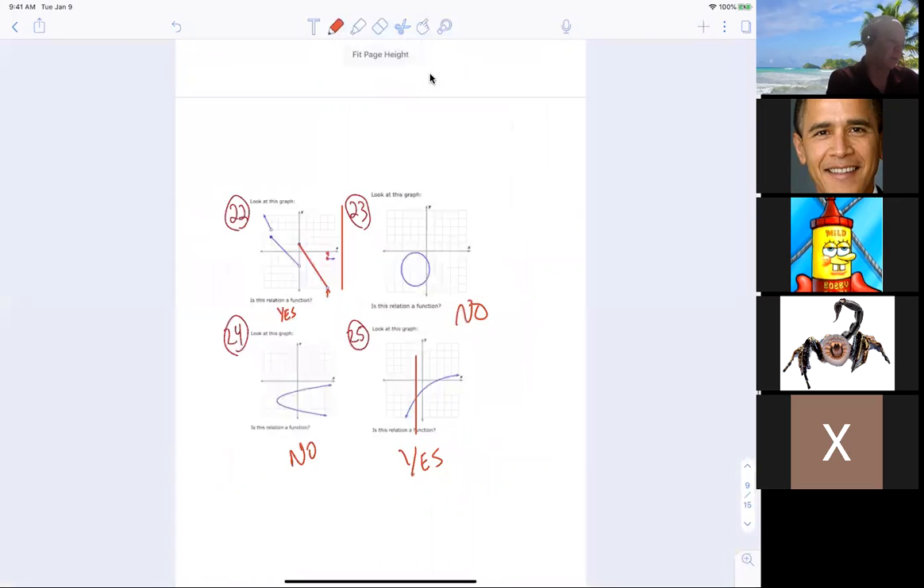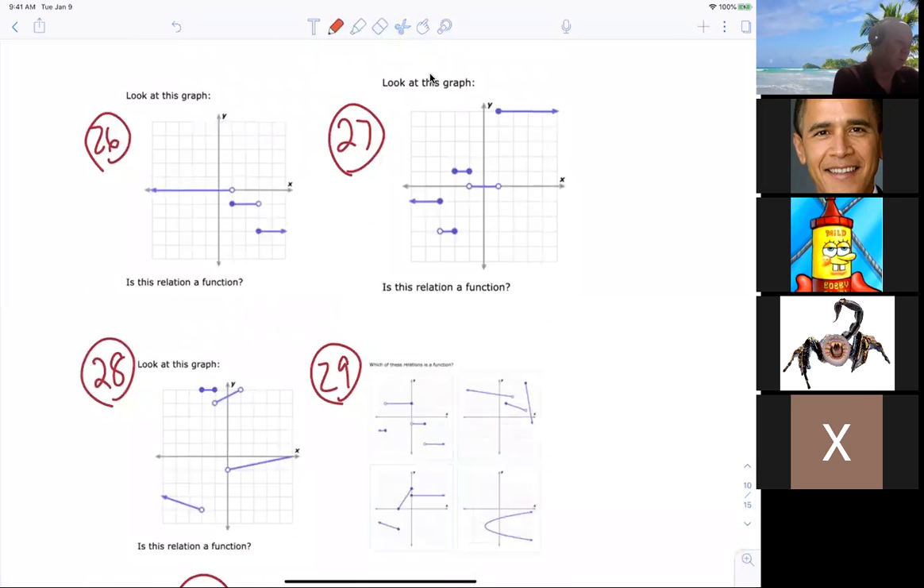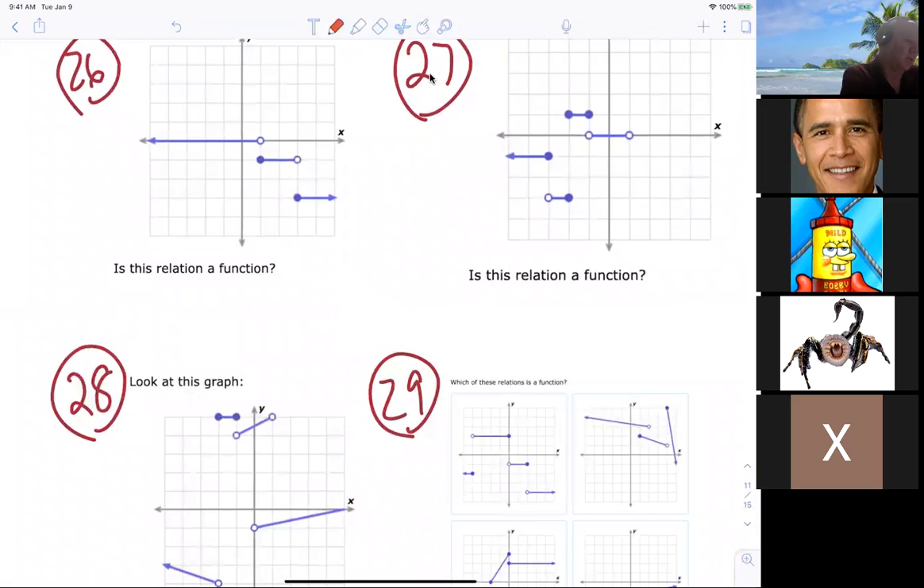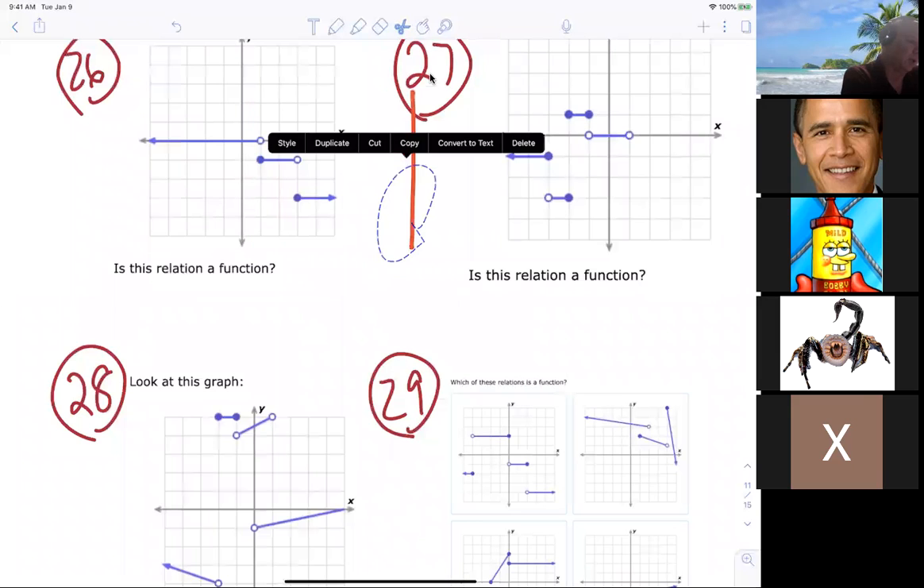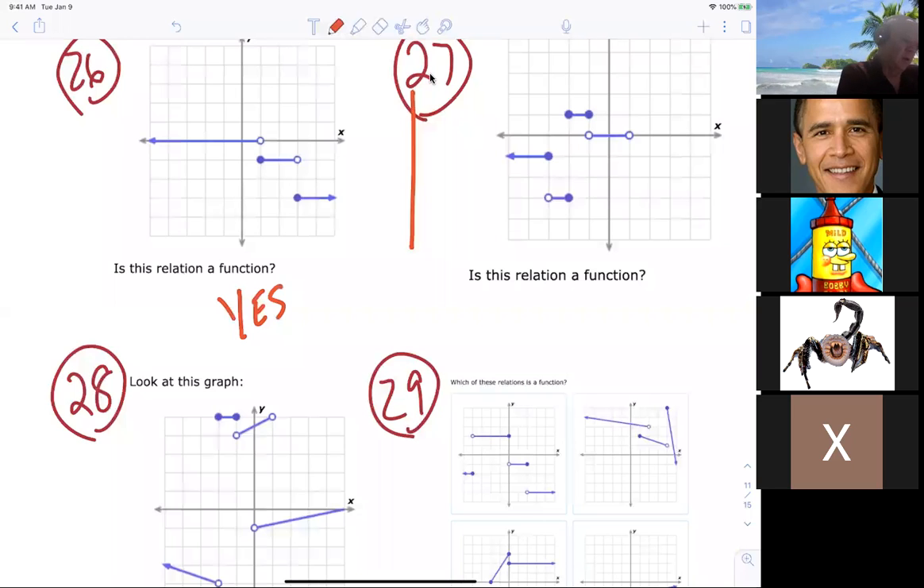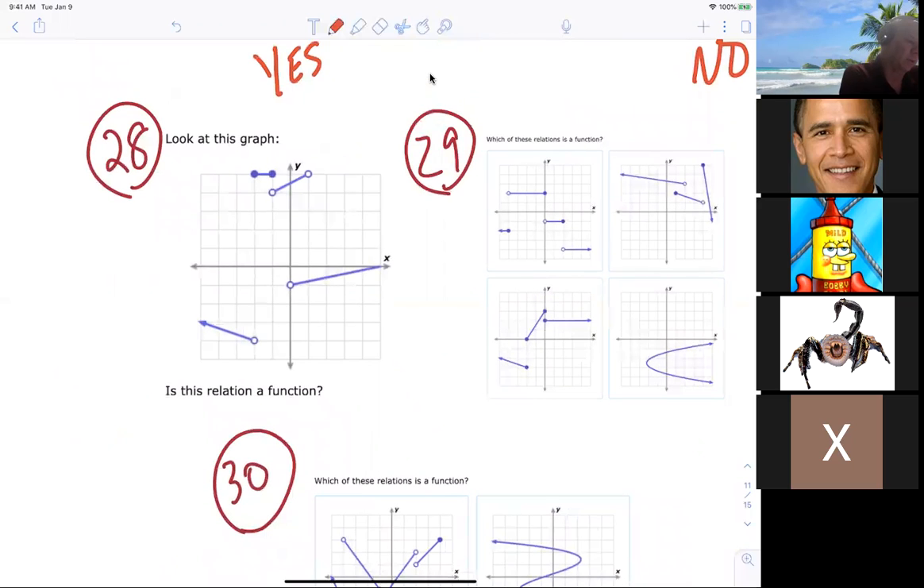All right, guys, let's see what's next. Now 26. Is 26 a function? Draw a vertical line. Yes. I like what you said. Go this way, it only touches the vertical line at one spot. So 26 is definitely yes. All right, what about 27? No. Because at that point right there, both lines hit. That's exactly right. So that's a no.